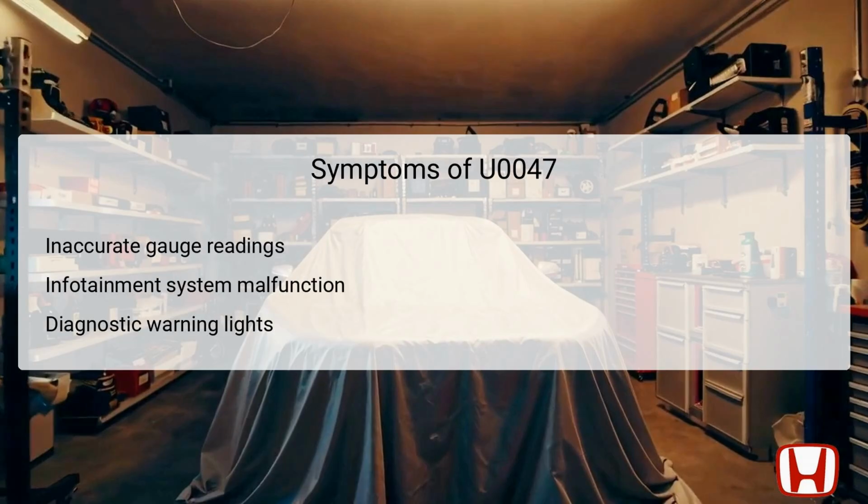Symptoms related to DTC U0047 may include inaccurate gauge readings, where the driver might observe erratic or non-functional displays for essential metrics like speed or fuel levels. Additionally, the infotainment system may exhibit malfunctions, including failure to start up or being stuck at initial boot screens. These issues could also manifest as diagnostic warning lights illuminating on the dashboard, indicating that there's a fault in the system.